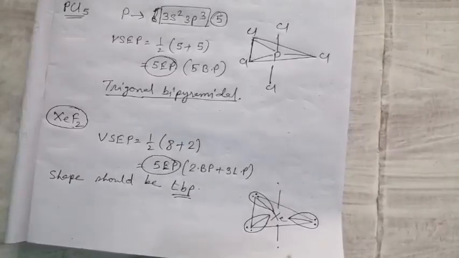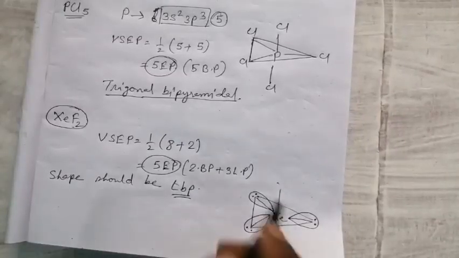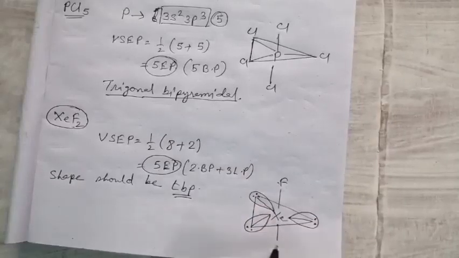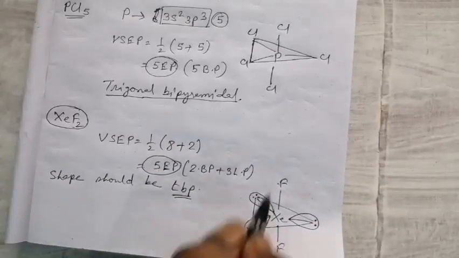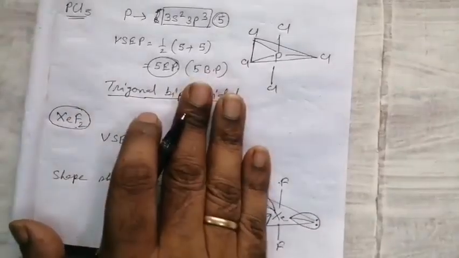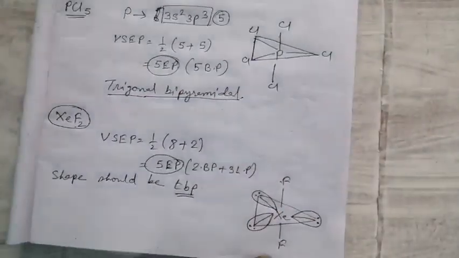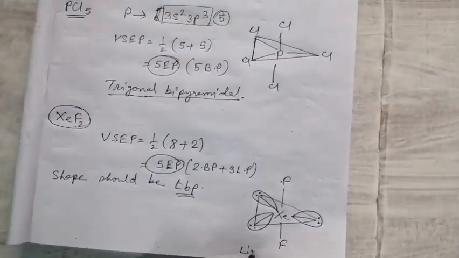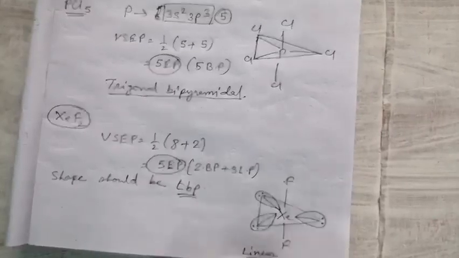So 3 lone pairs are in the trigonal plane, with a fluorine atom above the plane and a fluorine atom below the plane. So the shape looks to be linear. Fluorine is a non-fluorine, so it is linear. Done.